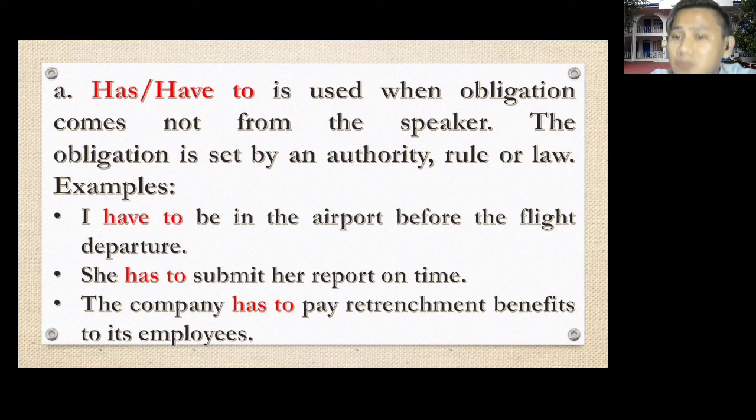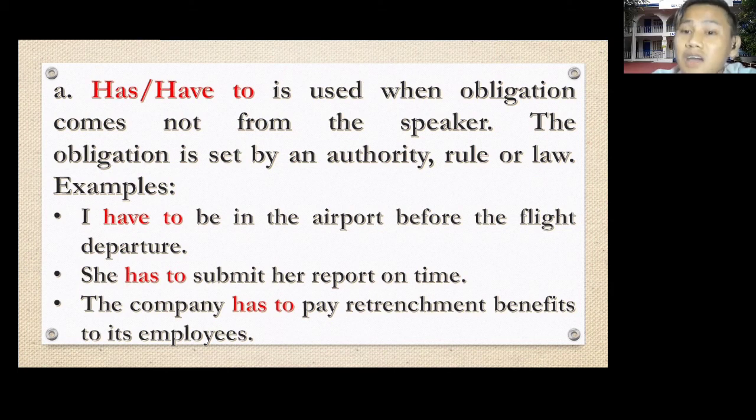Okay, that's why we made use of have to in our statement in order for us to express obligation over the matter. Understood? Next, she has to submit her report on time. Why is it important for her to submit the report on time? Because there's a set rule from his or her teacher that they need to submit it on the schedule being given by their teacher.